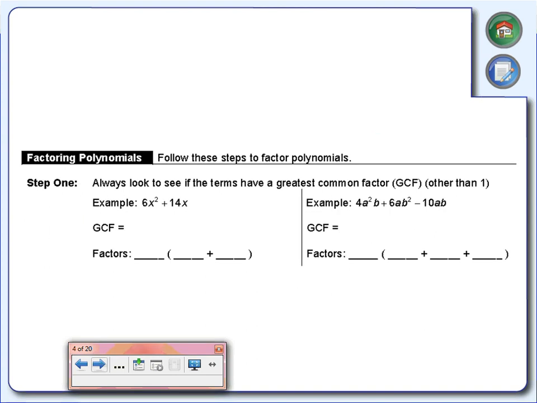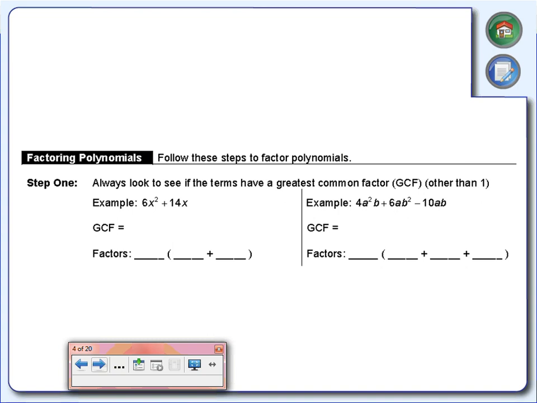So here's step number one. Step number one says you're always going to look at the terms and find the greatest common factor, GCF. That is always going to be the first thing you do. So if you look at the first example, they give us 6x squared plus 14x. Anybody know what you call that? Is that a monomial, binomial, or trinomial? That's a binomial. So we've got to find the greatest common factor for that binomial.